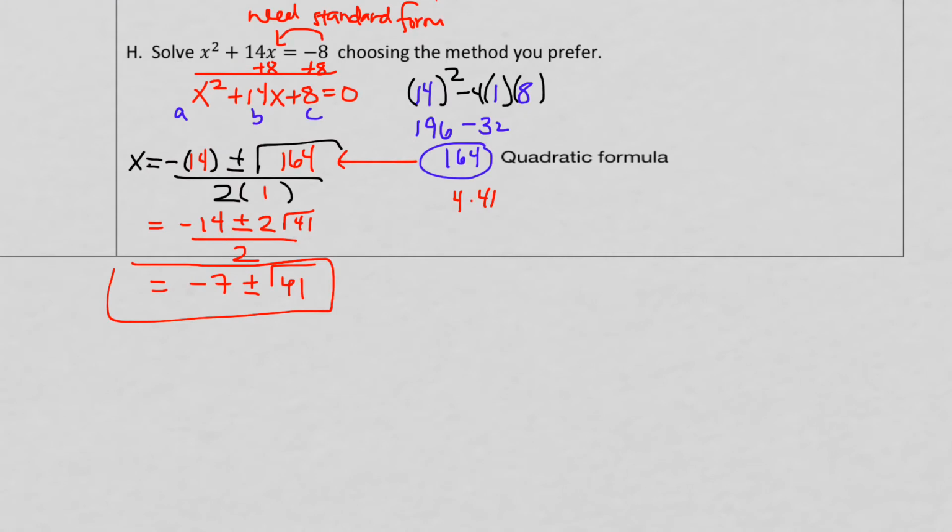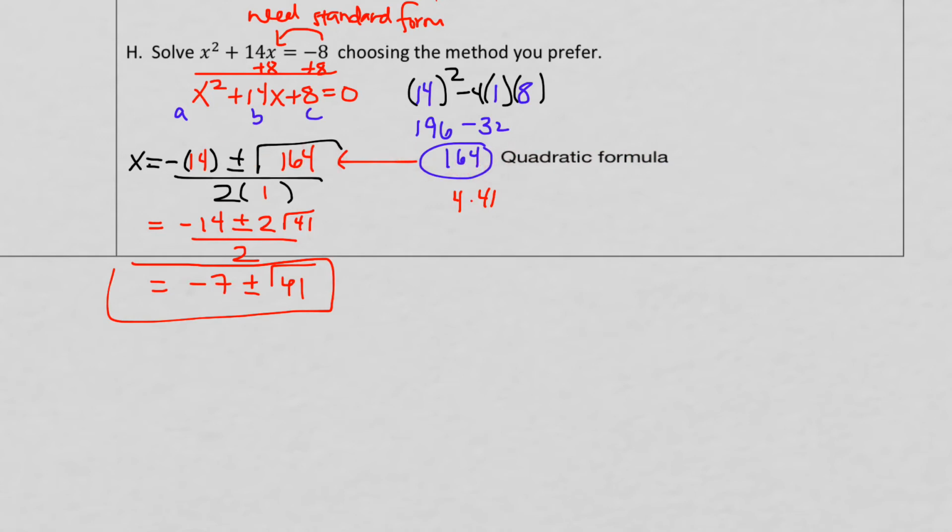Alright guys, example H. Notice how looking at the structure of the original question, this is not even in standard form to start. So before I do anything, I've got to move this negative 8 to the left with a plus 8 to make it standard form. Now that I have a, b, and c, I can find the discriminant. In this case, this is not a perfect square. So I'm going to use the quadratic formula here, because I know it always works.